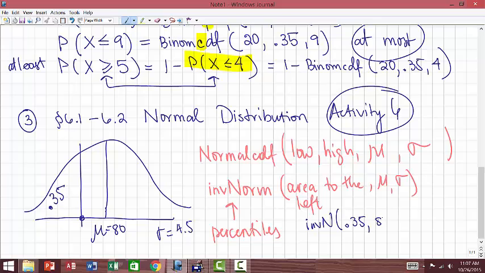0.35, 80, 4.5. Right? And then you would find the number, and you got to keep in mind that it needs to be less than 80, right? Because this one is my 50th percentile. So it better be less than 80. Okay? So what is a common mistake that I see?